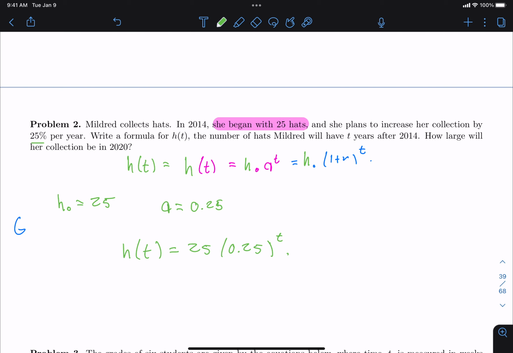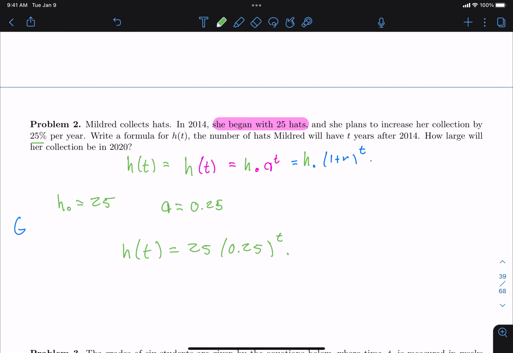Yeah, Noah? They're going to be at a loss. They're going to be losing hats because if it's not 1.25, that means they're not over the 1, and the 1 means you're at 100% of your collection, and the 0.25 is the extra percent that you're adding on, so they would be losing. Exactly. So this is a super common mistake, okay?